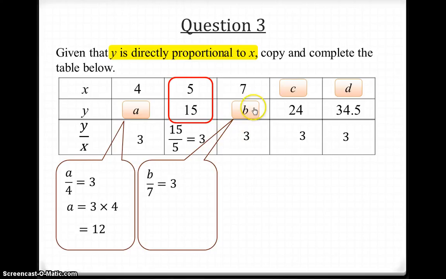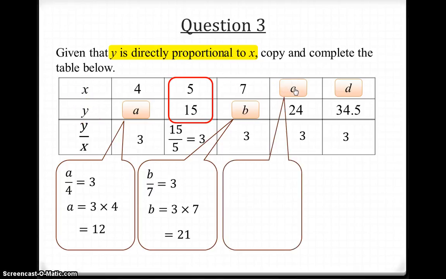Okay, B over 7 because y over x. Then you know how to solve for B. For this case, it is not c over 24 because it's always y over x. So in this case, you get 24 divided by c.